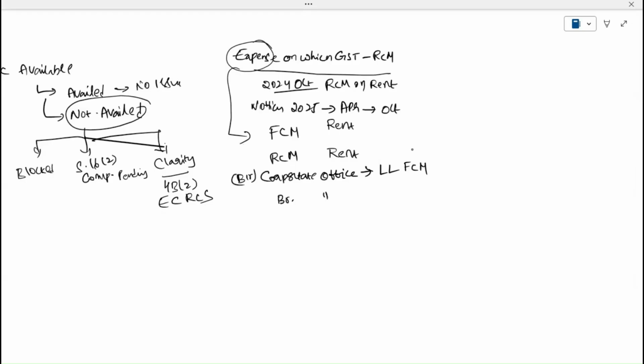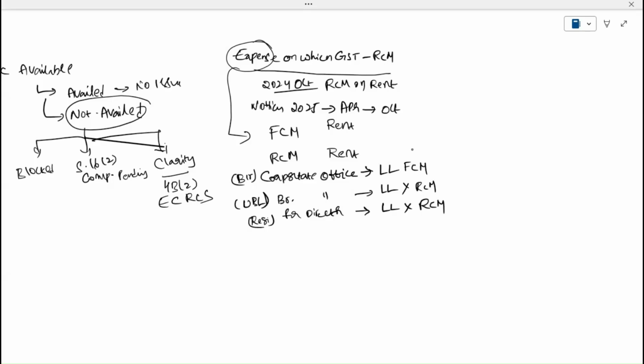My branch office, say in Hubli, where the landlord is not paying any GST, so I have to pay tax under reverse charge mechanism. I also have, say, residential accommodation for a director, where the landlord is not paying any GST under forward charge. Then the company has to pay tax under reverse charge.